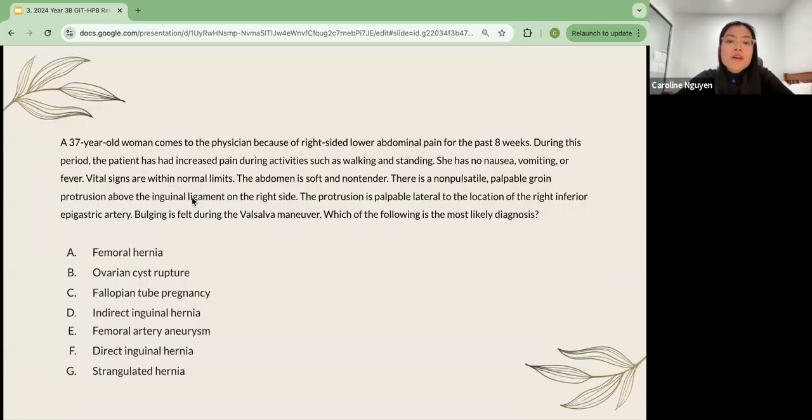The next one, we've got right-sided lower abdo pain for 8 weeks in a 37-year-old woman. The patient has had increased pain during walking and standing. She has no vomiting, no nausea, no fever. Vital signs are fine. Abdomen soft and non-tender. There's a non-pulsatile palpable groin protrusion above the inguinal ligament, lateral to the inferior epigastric artery, and it's felt during the Valsalva maneuver. Well, what do you think this one is? This one's a little bit harder, but we'll talk about it.